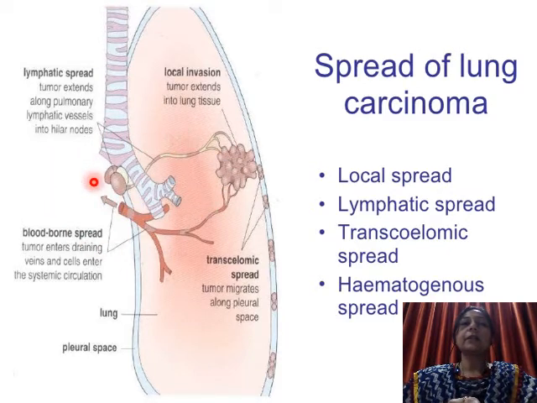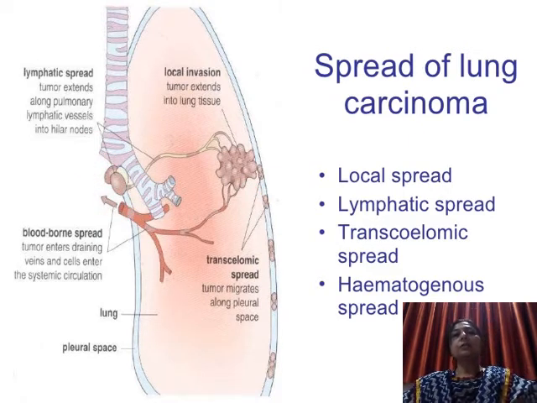Like if a patient has a lung carcinoma, blood-borne metastasis occurs and it goes into the lung. This is hematogenous spread. There is local invasion of the lung tissue, transcoelomic spread into the pleura, and lymphatic spread into the hilar lymph nodes. So the spread of lung carcinoma uses all four routes. It spreads locally, through lymphatics, through transcoelomic spread into the pleura, and through hematogenous spread into distant metastasis.